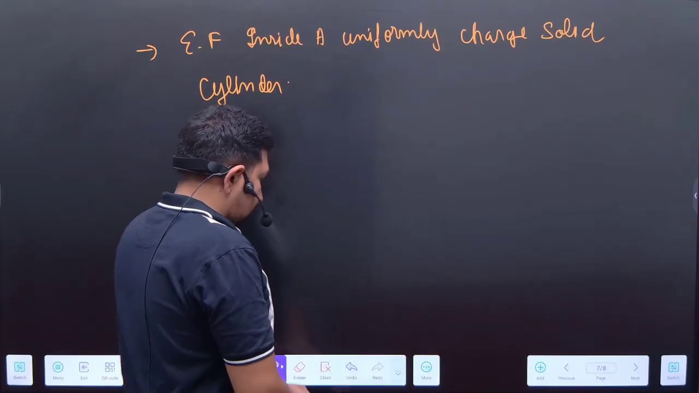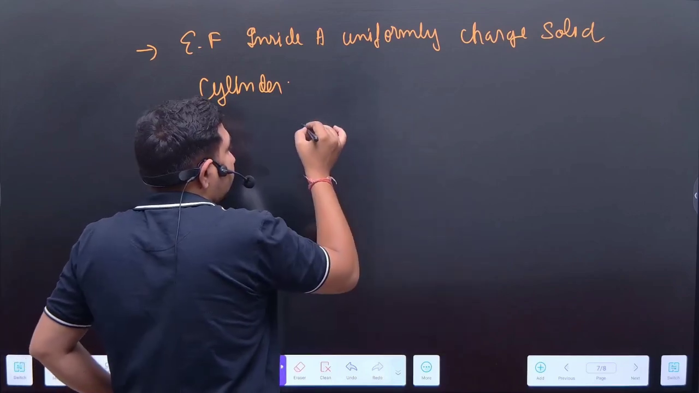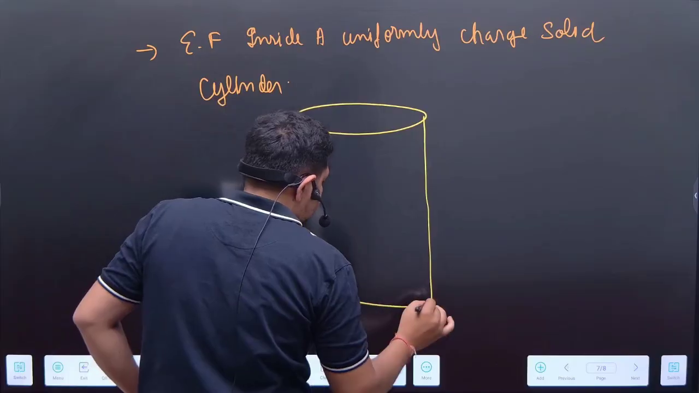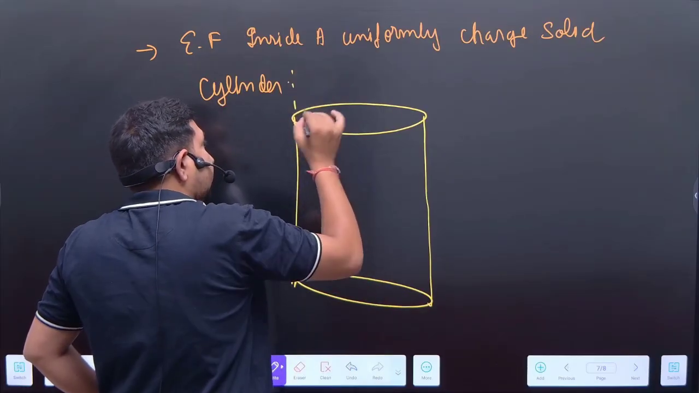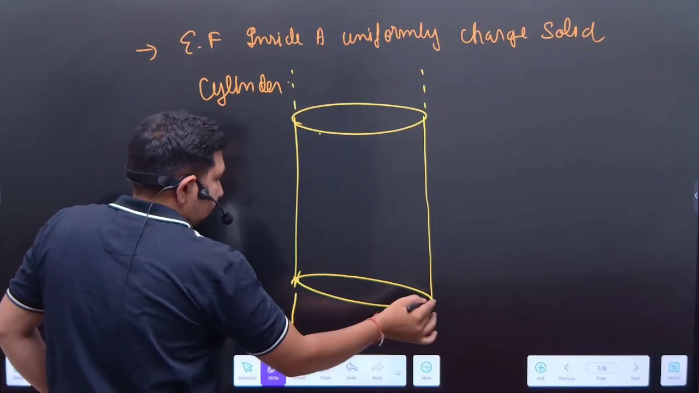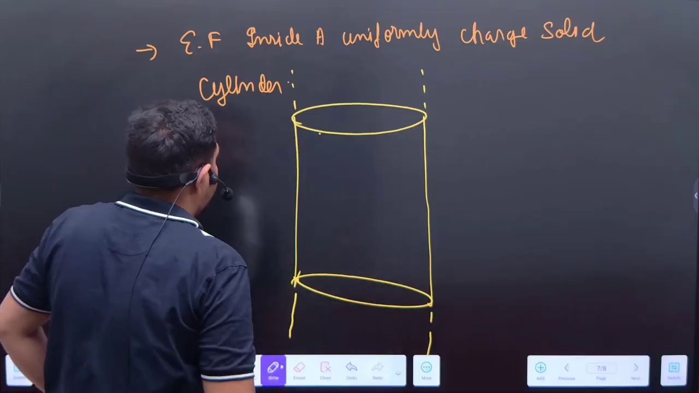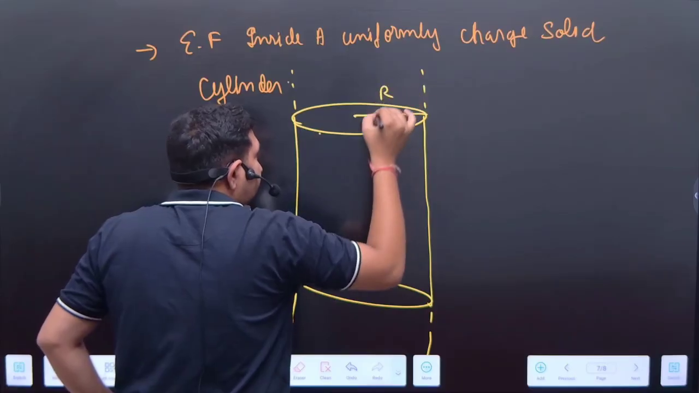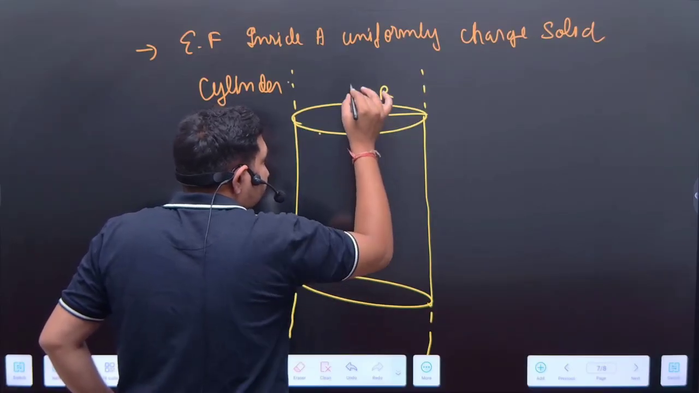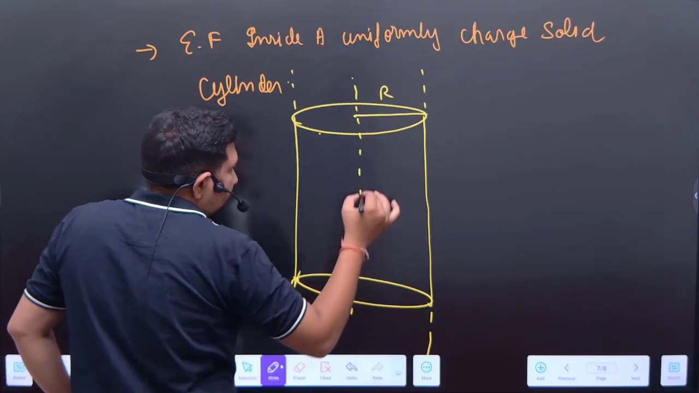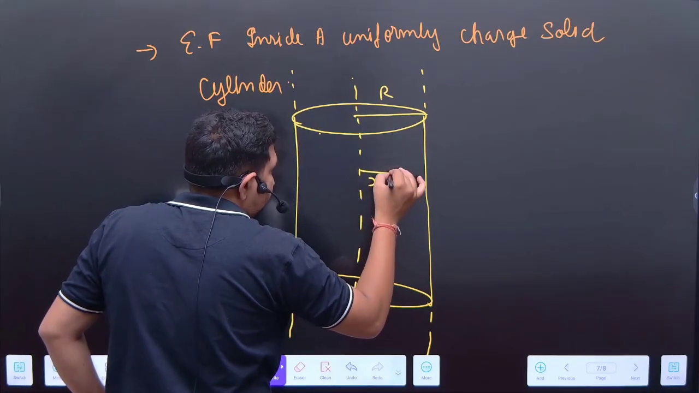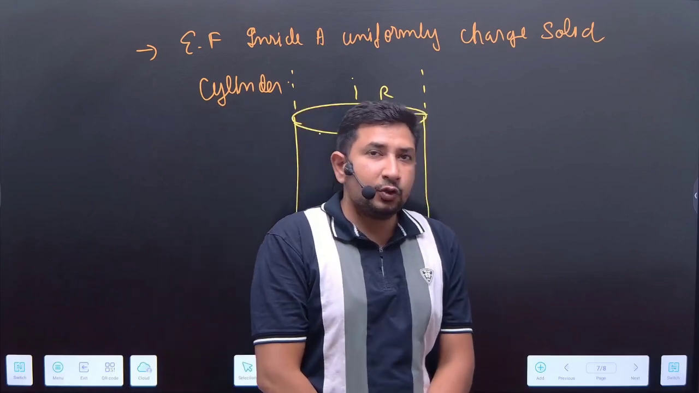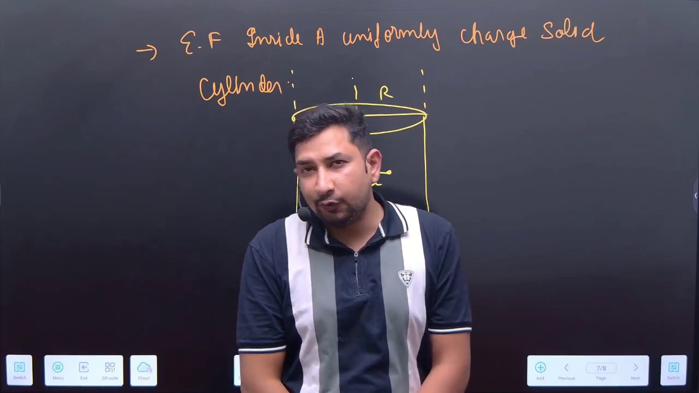Okay, so first of all, let here be a uniformly charged solid cylinder, and the length of it is infinite actually. So it is an infinitely long, uniformly charged solid cylinder. And let the radius of this uniformly charged solid cylinder be r. And we are interested in finding the electrical field at some distance x from center. So we want to find the electrical field somewhere over here. So similarly, we have to consider a Gaussian surface over here.